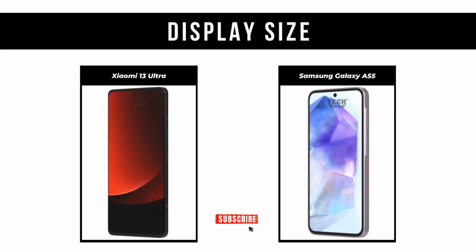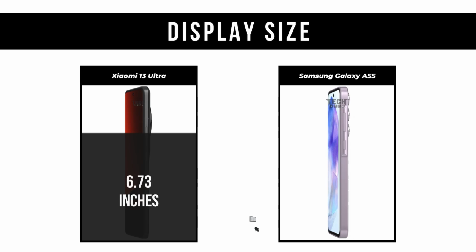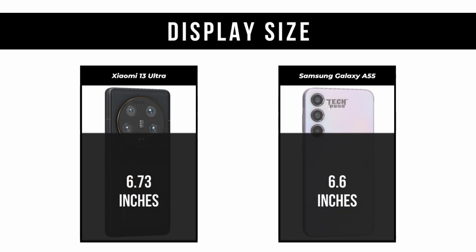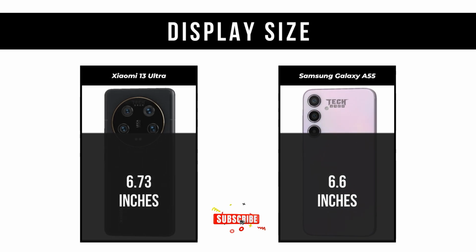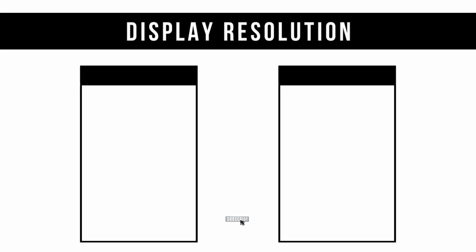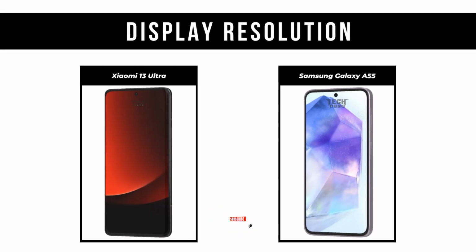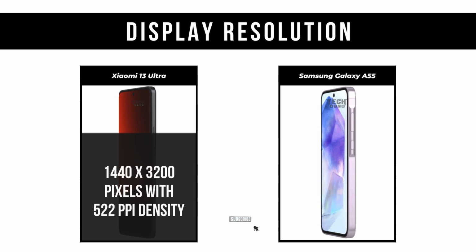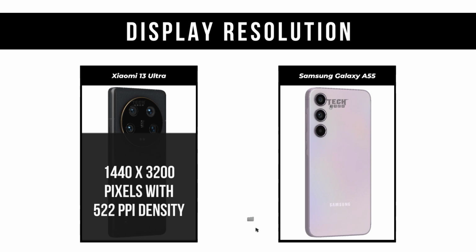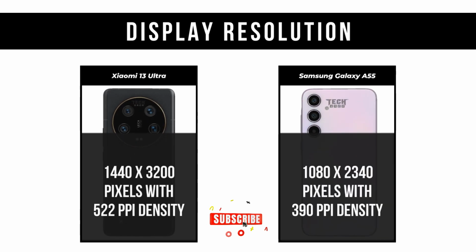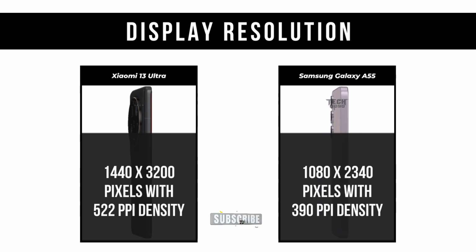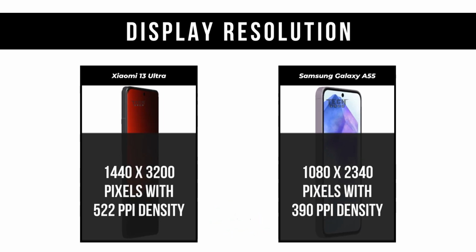Display size. Xiaomi 13 Ultra is 6.73 inches. Samsung Galaxy A55 is 6.6 inches. Display resolution. Xiaomi 13 Ultra is 1440 by 3200 pixels, with 522 ppi density. Samsung Galaxy A55 is 1080 by 2340 pixels, with 390 ppi density.